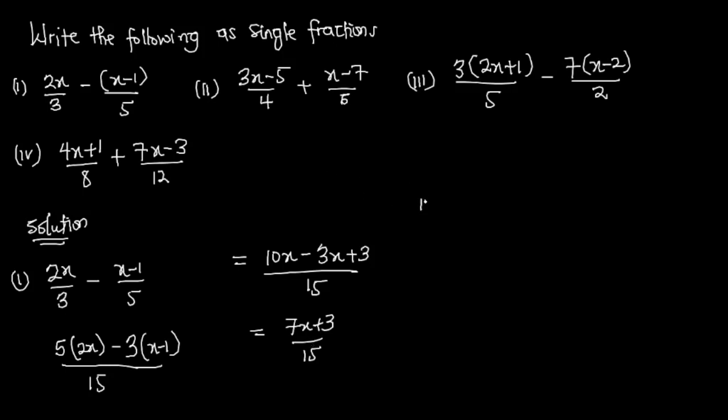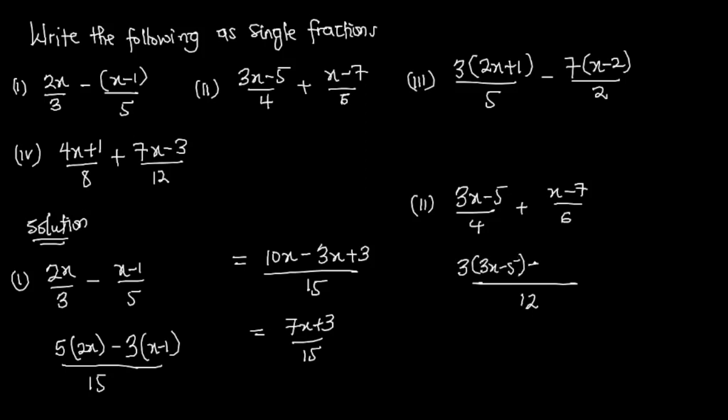Now let's proceed to look at the second expression. Just like we did for the first expression, we are going to do something similar for the second. As usual, we need to find a common denominator for the two of these numbers, that is 4 and 6, and the common denominator is 12. So 4 will go into 12 how many times? It will go 3 times. So we use the 3 to multiply the numerator, that is 3x minus 5 here. Then plus, 6 will go into 12 2 times. We use that 2 to multiply the numerator we have over here, that is x minus 7.